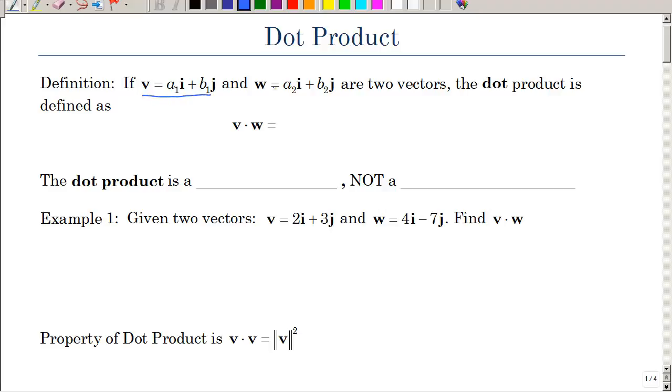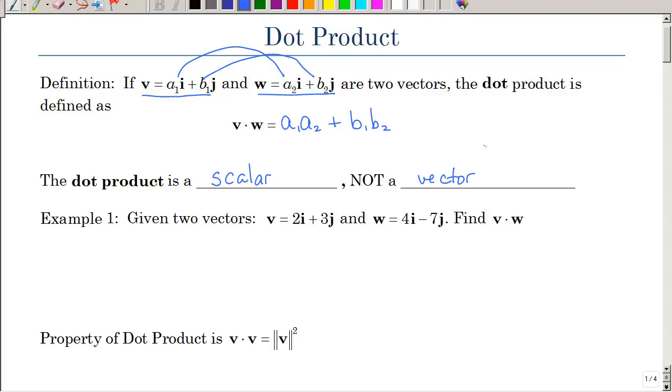So let's say we have vector v and vector w. Then their dot product is defined as multiplying a1 times a2, which means the i components, and then adding the product of b1 times b2. Now notice this is just a number, so the dot product is a scalar and it is not a vector. It is just a number.